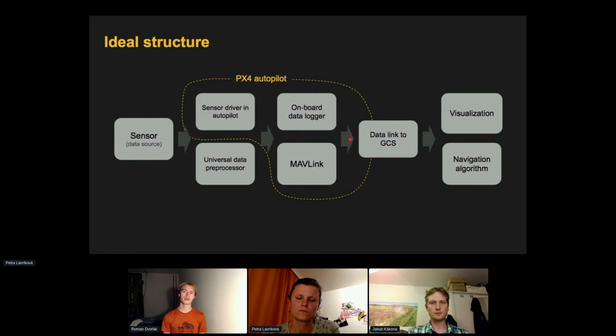The autopilot sends data to the ground station, and there can be some visualization or some algorithms for planning trajectory.